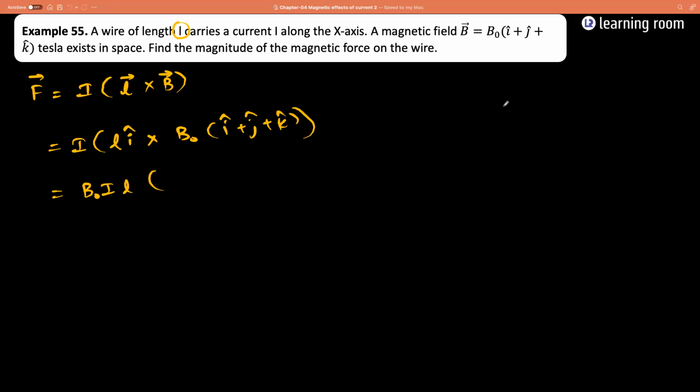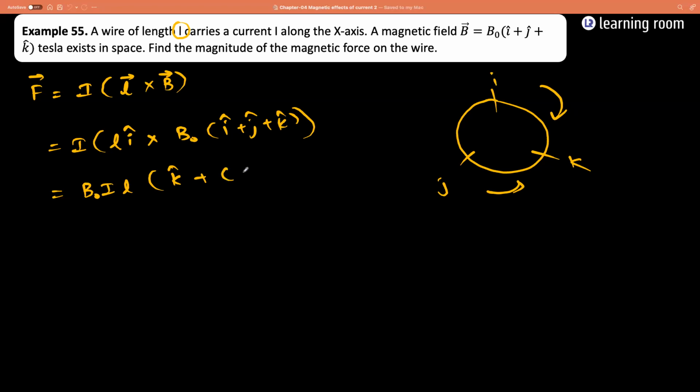What is I cross J? You can remember this: K. You can remember the circle in the anti-clockwise direction. I cross J is going to be K. So I cross J is going to be K cap, plus what is I cross K? I cross K will be minus J. So B naught I into L into K cap minus J cap.